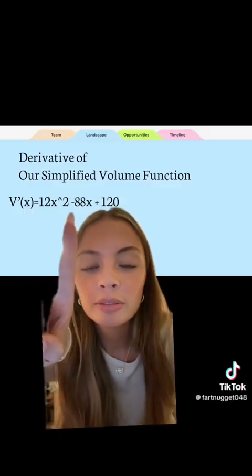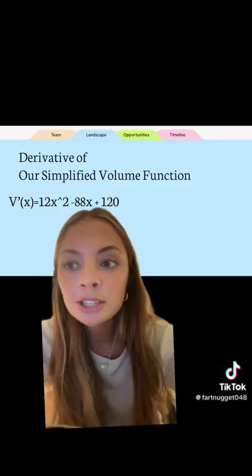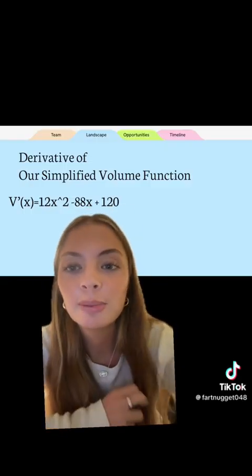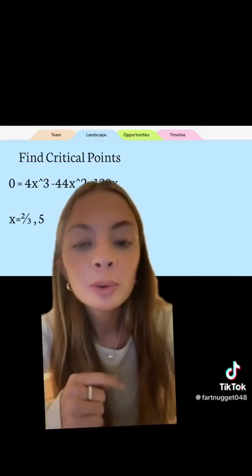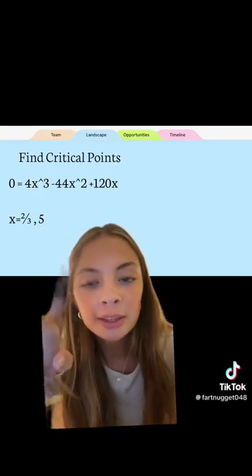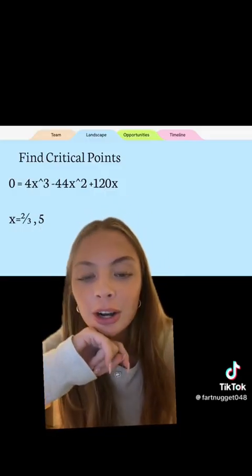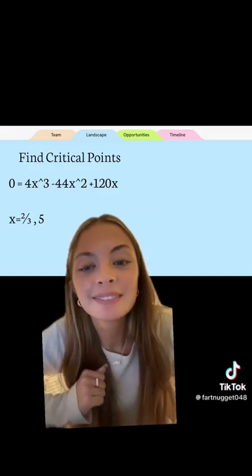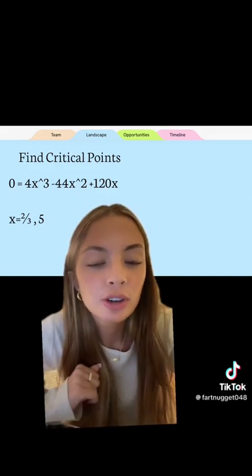This derivative of the volume function tells us the rate of change of the volume, and setting it equal to 0 will help us find where the maximum volume occurs. To find where the maximum volume occurs, we're going to find the critical points, and to find the critical points, we're going to set our derivative volume function to 0. Because this function does not factor, we are going to use the quadratic formula.